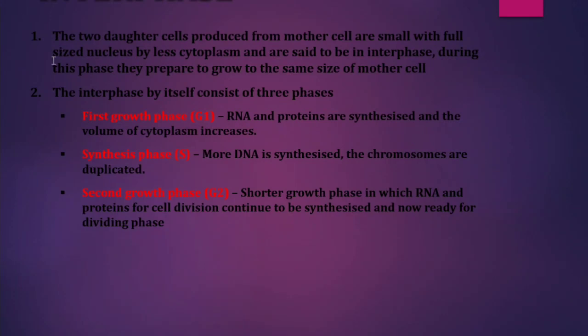Interphase. During the interphase, the mother cell will be divided into two small cells. These two small cells will have a full size nucleus but less cytoplasm. This stage is called interphase. The two daughter cells produced from the mother cell are small, with a full size nucleus but less cytoplasm, and are said to be in interphase. During this phase, they prepare to grow to the same size as the mother cell. It has three phases: first growth phase, synthesis phase, and second growth phase.